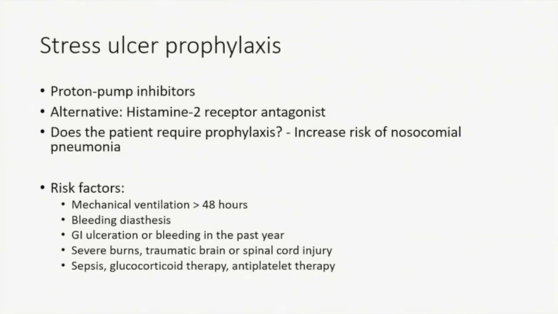However, patients with clear risk factors should receive PPIs or stress ulcer prophylaxis: if they are on mechanical ventilation for more than 48 hours, are coagulopathic, have GI ulceration or bleeding in the past year, have severe burns, or traumatic brain or spinal cord injury. Other risk factors include severe septic shock, sepsis, or long-term glucocorticoid or antiplatelet therapy. Then stress ulcer prophylaxis can also be considered.